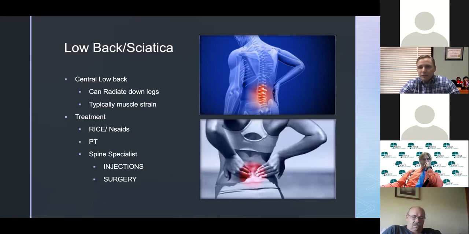Again, it's the RICE and the NSAIDs, physical therapy. And then typically if those things aren't fixing it, we're talking about getting an MRI and having somebody see a spine specialist for either injections or discussion of other treatment options.